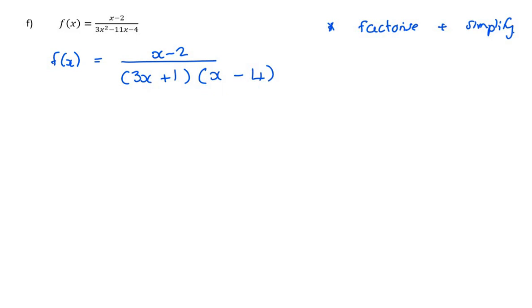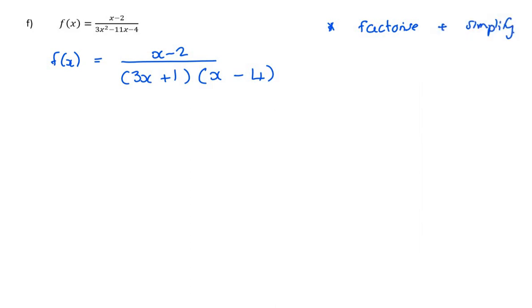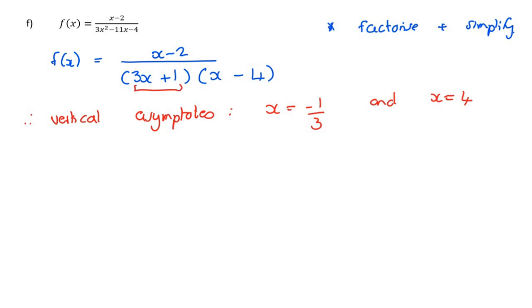Now, this means you can factorize, but notice nothing simplifies. You need to factorize anyway, because you need to see your vertical asymptotes. So it's never a waste to factorize. So my vertical asymptotes are at x is equal to negative 1/3 and x is equal to 4. I wouldn't bother actually showing how I got the negative 1/3. You just do it in your head from this factor.